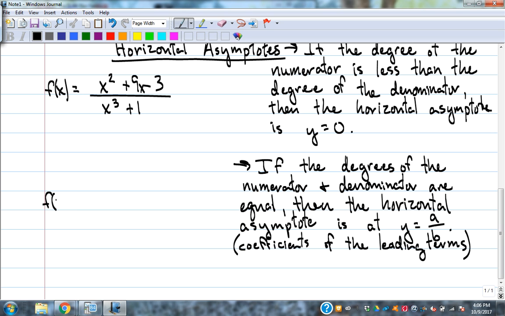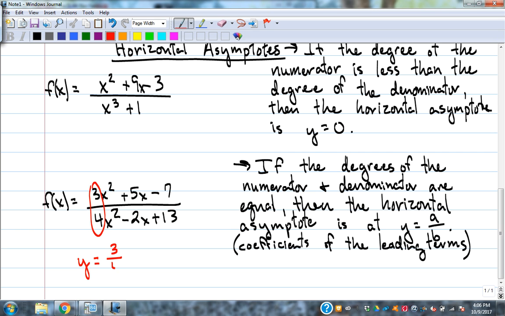An example of that would be something like f of x equals (3x squared plus 5x minus 7) over (4x squared minus 2x plus 13). Your degrees are exactly the same on top and bottom. Again, we're looking at the simplified rational function. It should work on the original also, but you want to look at the simplified. The leading coefficients are 3 and 4, so the horizontal asymptote would be at 3/4.